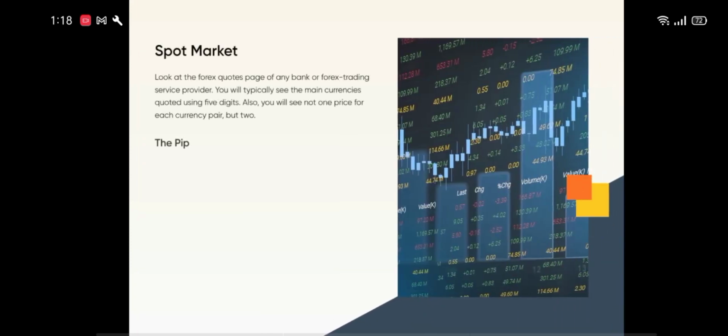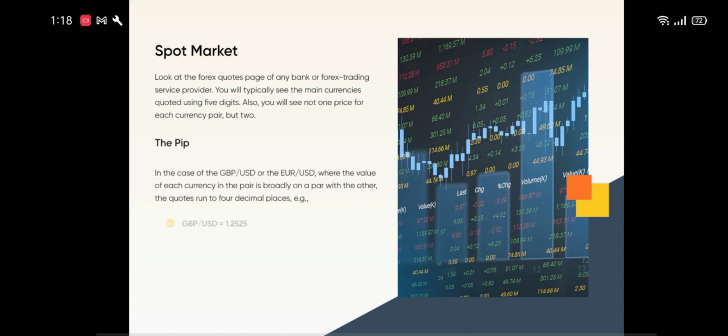Spot market. Look at the Forex quotes page of any bank or Forex trading service provider. You will typically see the main currencies quoted using 5 digits. Also, you will see not one price for each currency pair, but 2.